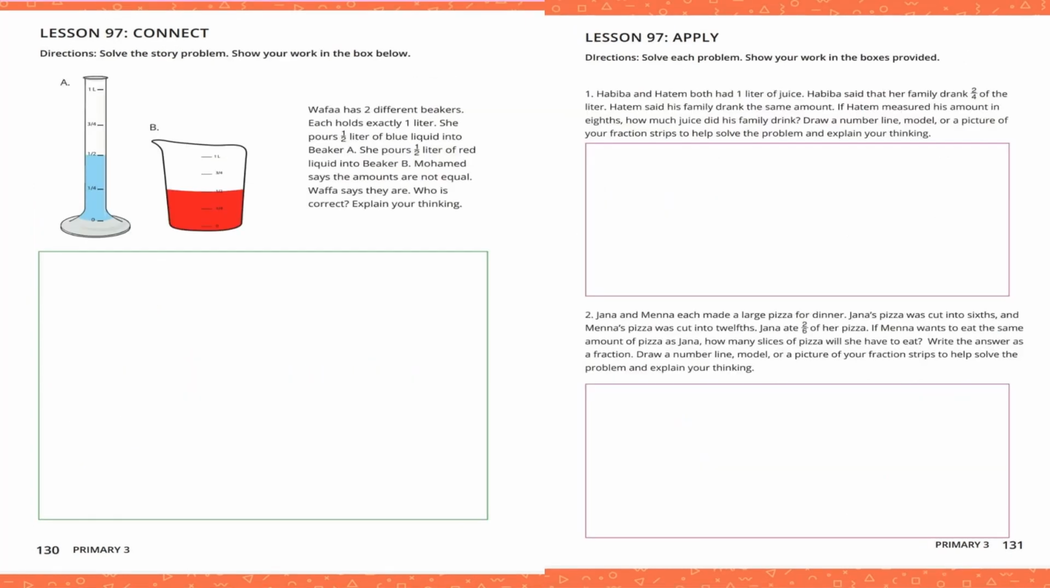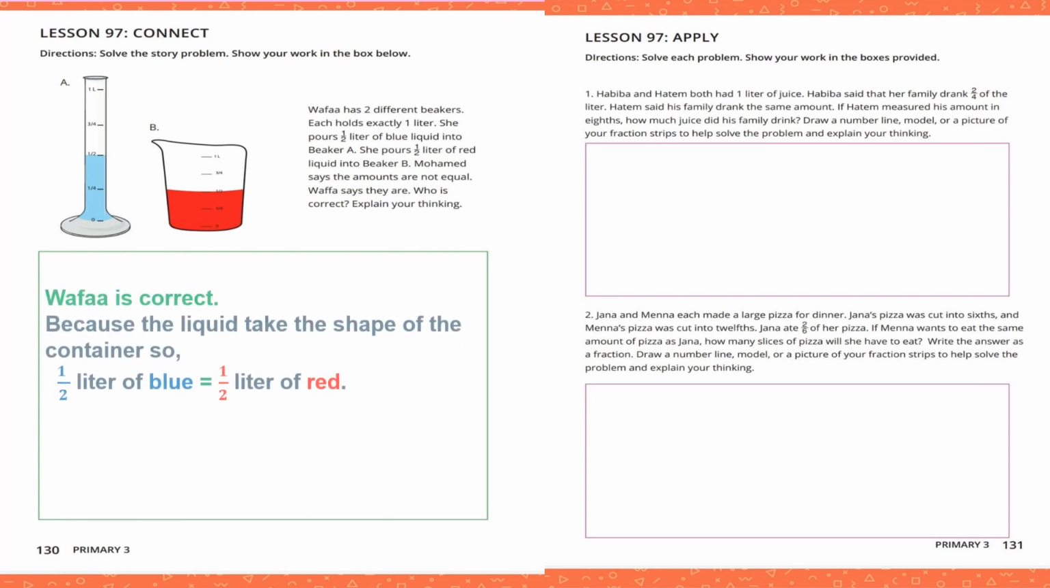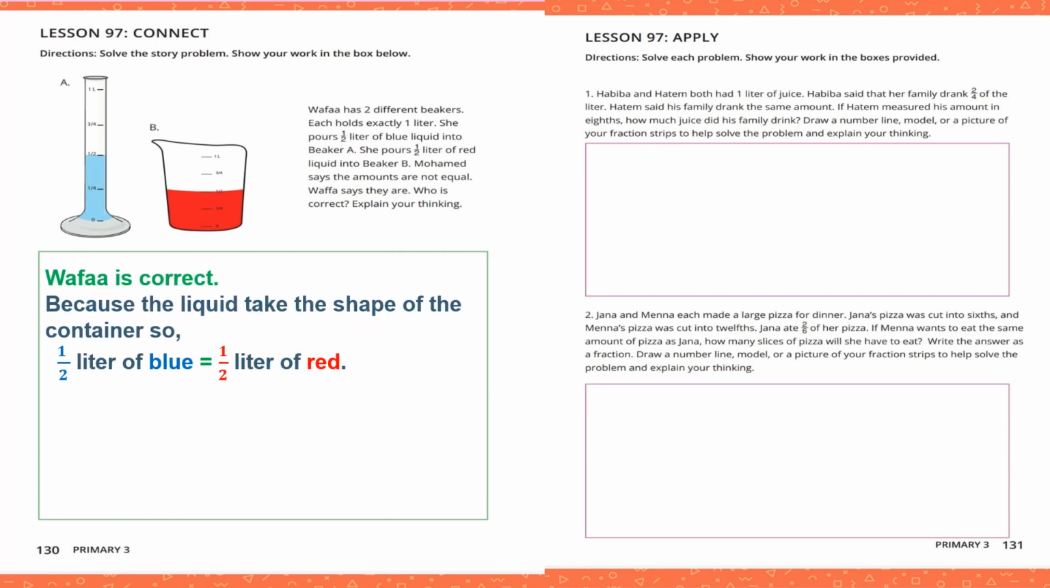Lesson 97. Solve the story problem. Wafa has 2 different beakers. Each holds exactly 1 liter. She pours half liter of blue liquid into beaker A. She pours half liter of red liquid into beaker B. Muhammad says the amounts are not equal. Wafa says they are equal. Who is correct? Wafa is correct because the liquid takes the shape of the container. So half liter of blue equals half liter of red.